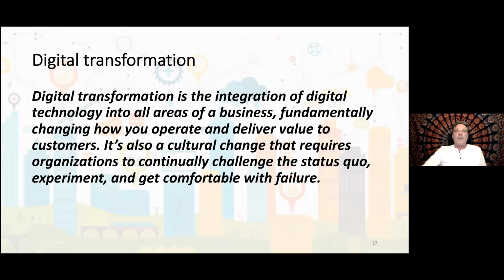So what we're seeing is a sort of forced digital transformation, and digital transformation is the integration of digital technology into all areas of business, fundamentally changing how you operate and deliver value to customers. It's also a cultural change that requires organizations to continually challenge the status quo, experiment, and get comfortable with failure.